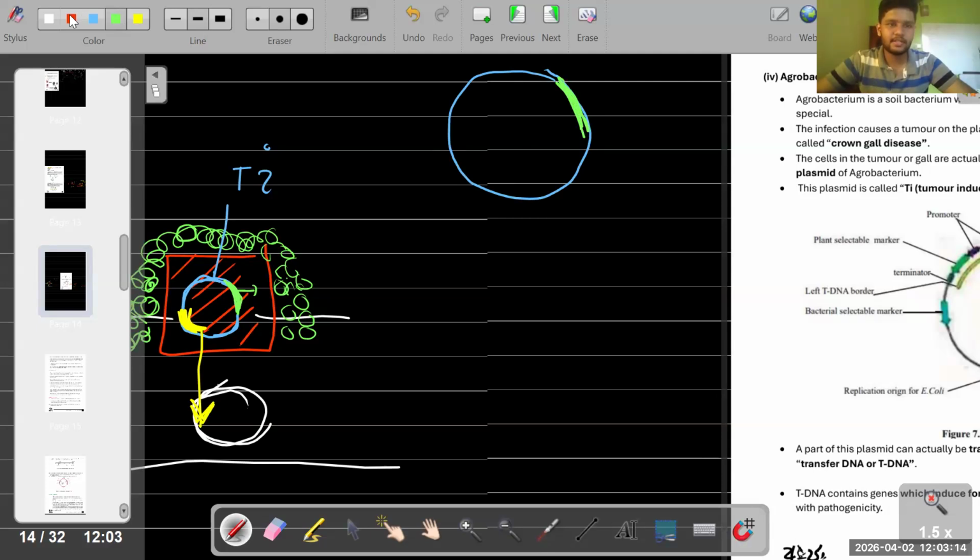Now when I'm drawing, you just tell yourself the green one is a segment of plasmid. What type of plasmid? Is it a normal plasmid? Tumor inducing plasmid. Very good.